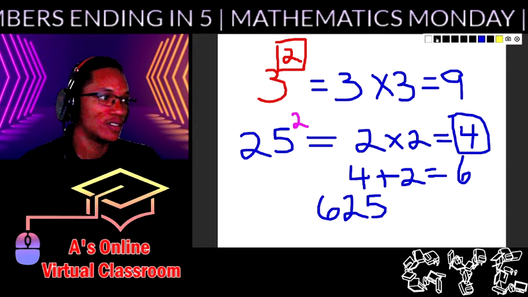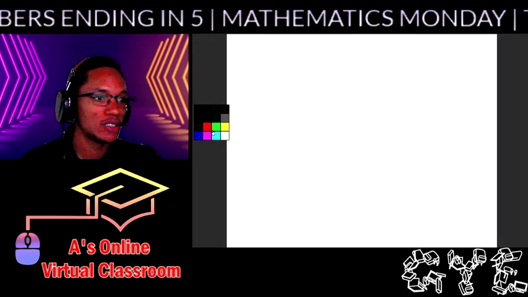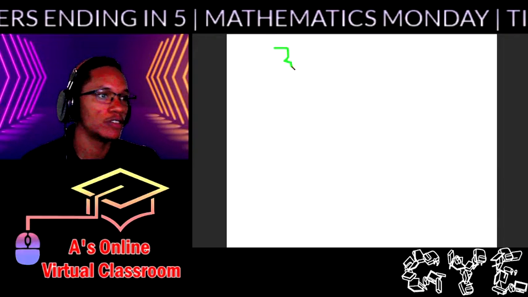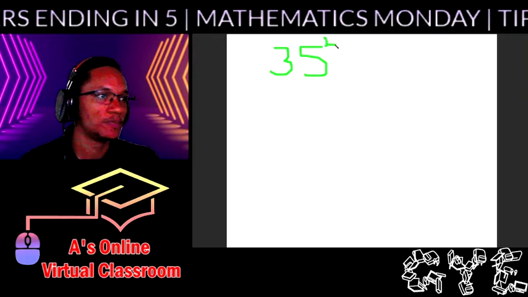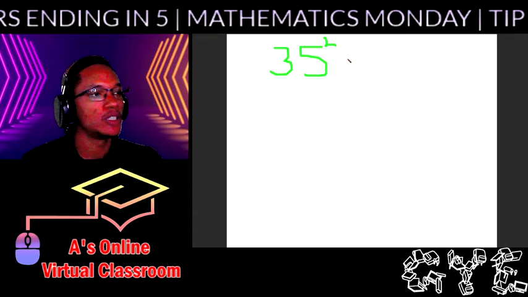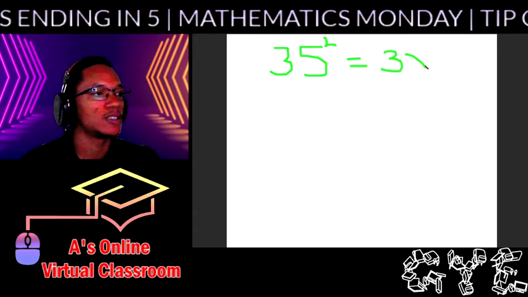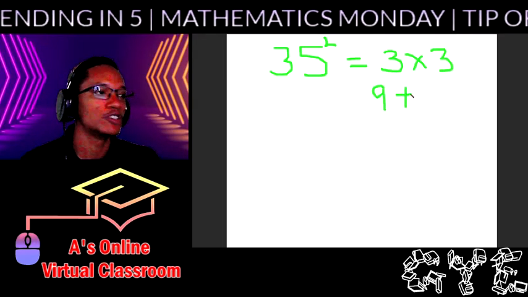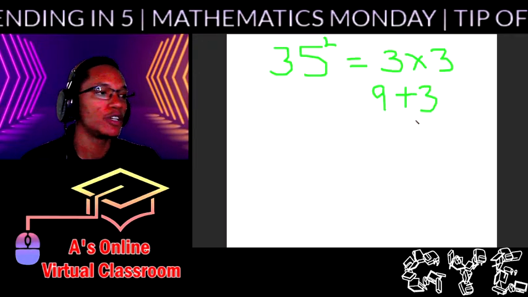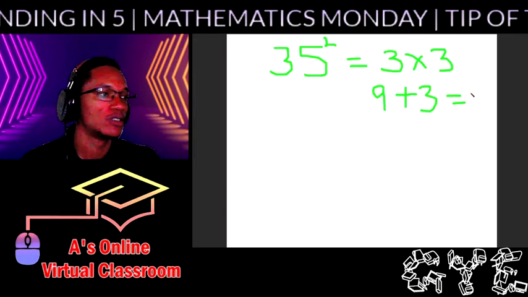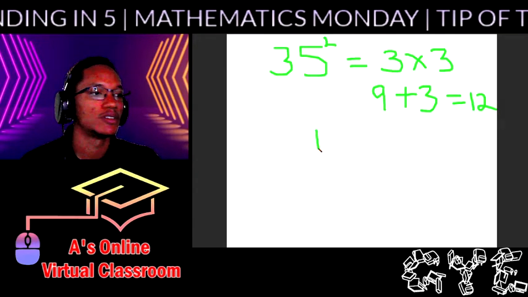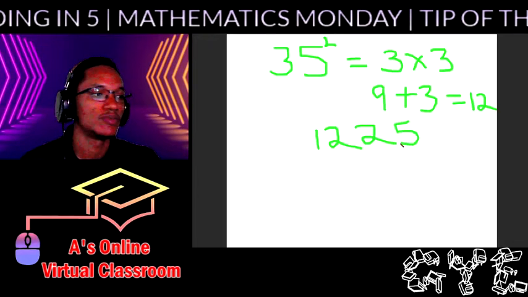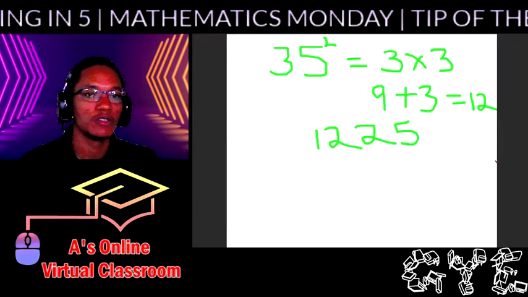Let's look at another number. So let's say we have 35 squared. So we're taking the 3, we're multiplying it by itself. 3 times 3 is 9. And then we're taking the 9 and we're adding 3 to it, the same number, 3, and we'll get 12. So we take the 12 and we add 25 onto the end. You get 1225.